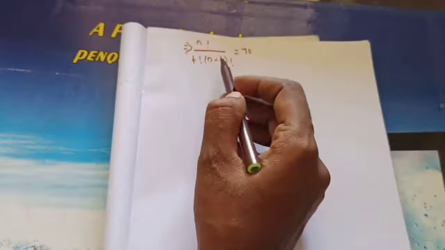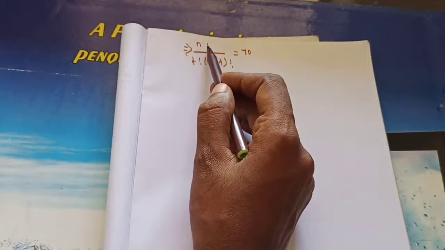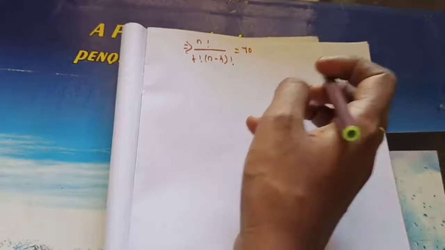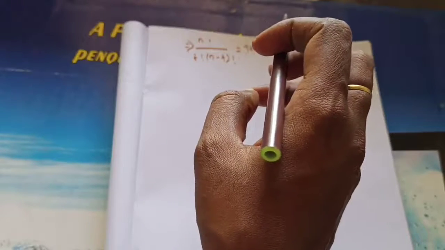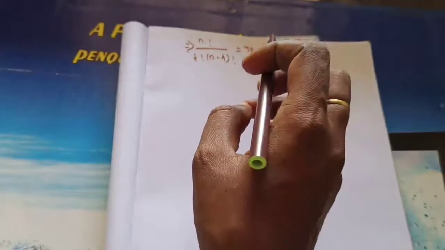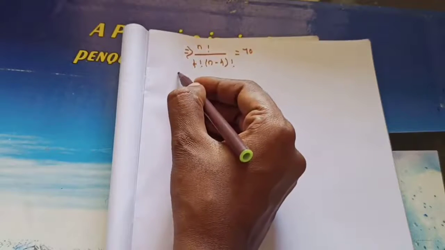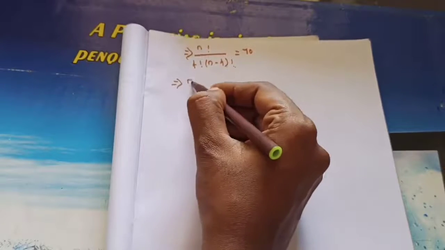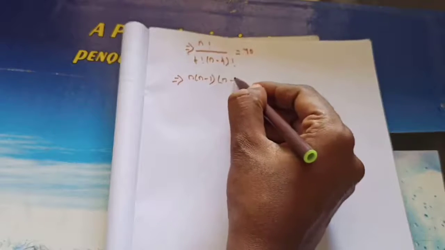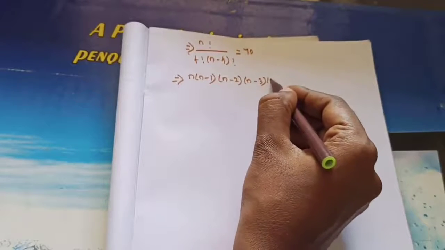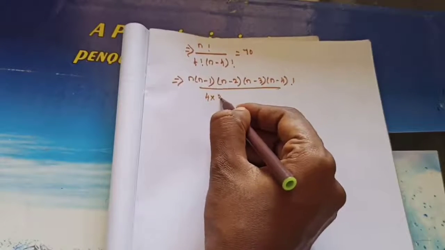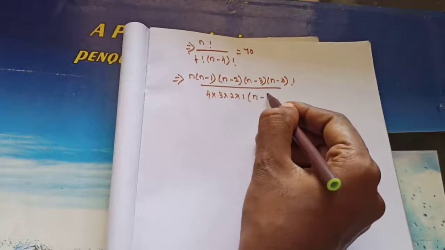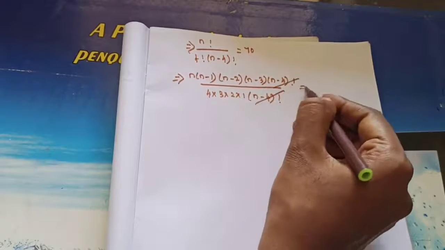Listen here, children: if you are getting this N minus 4 factorial in the numerator, both the terms will get cancelled. So what's the meaning of N factorial? N into N minus 1 into N minus 2 into N minus 3 into N minus 4 into N minus 5, and it will go on. Is it right? So up to N minus 4 factorial. In terms of N minus 4 factorial we can write that as N into N minus 1 into N minus 2 into N minus 3 into N minus 4 factorial, divided by 4 factorial. How will you write that? 4 into 3 into 2 into 1 into N minus 4 factorial. So these two terms will get cancelled.